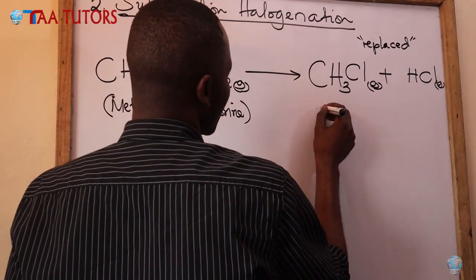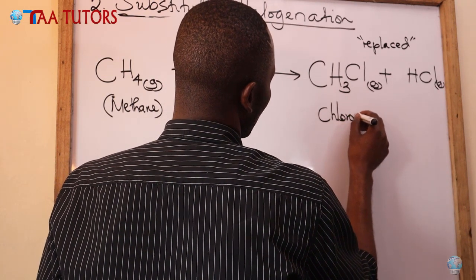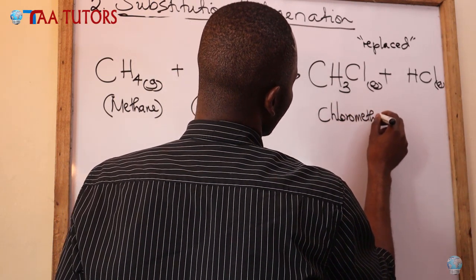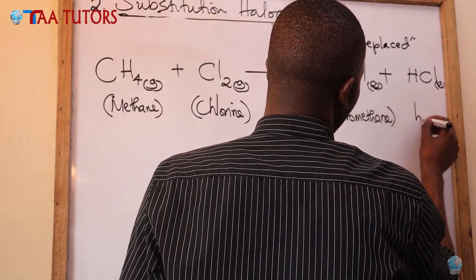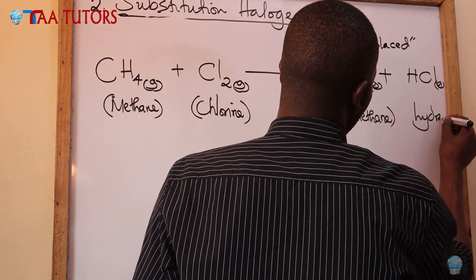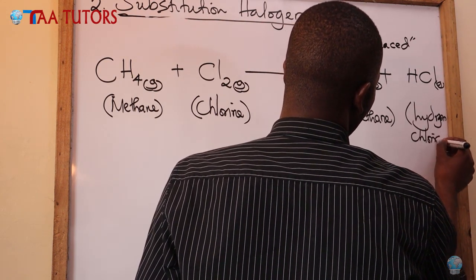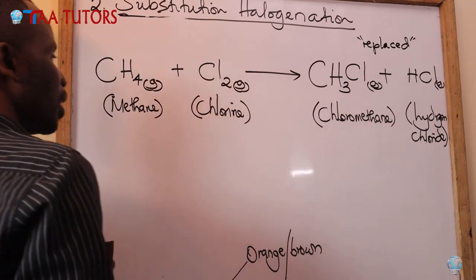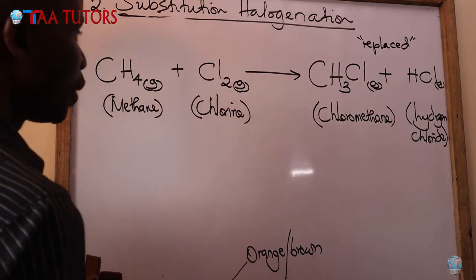This one is chloromethane. We don't need to say one chloromethane because there's only one carbon here, and this one is hydrogen chloride. So sometimes in exam they'll give you two equations.